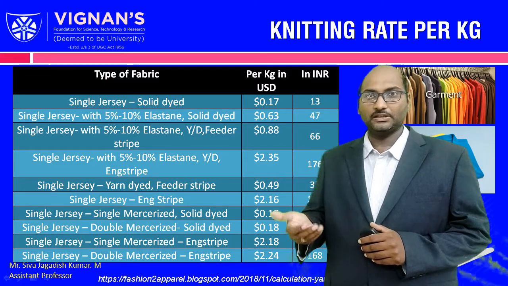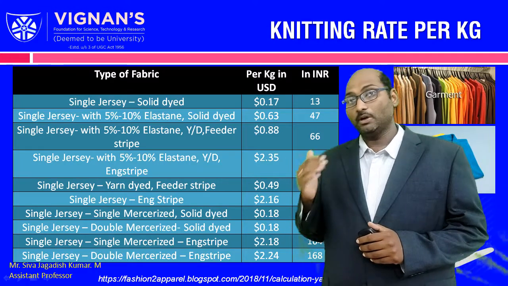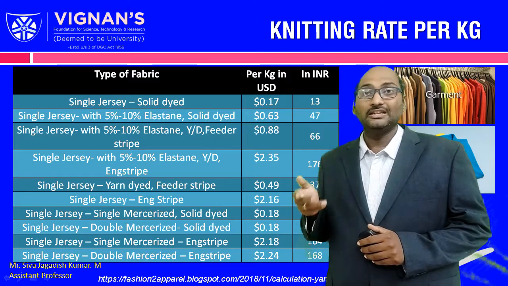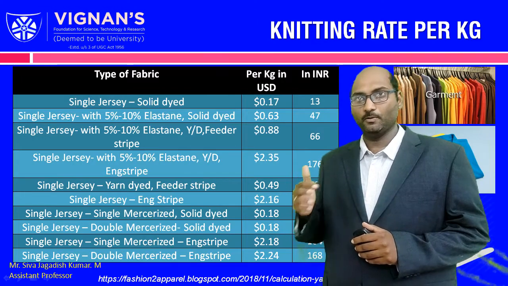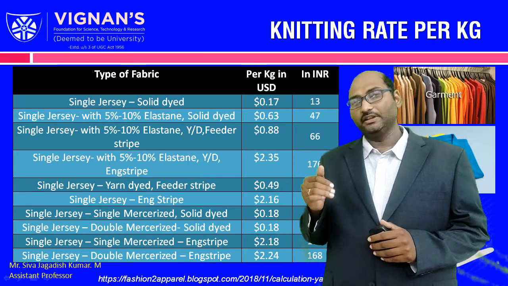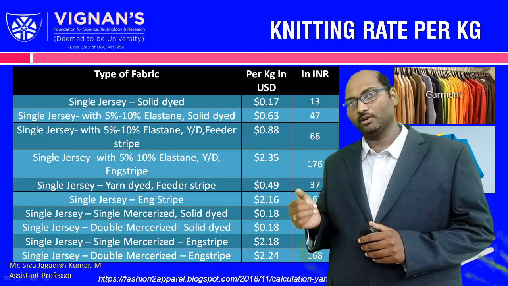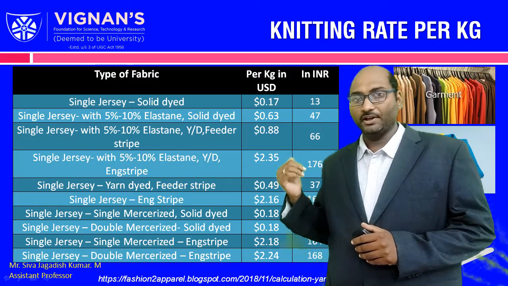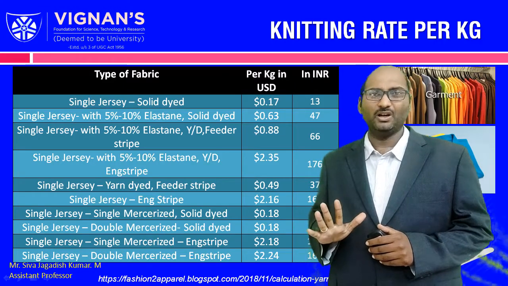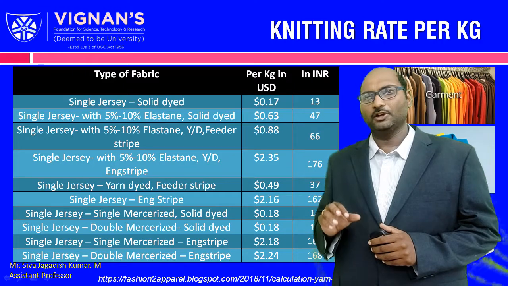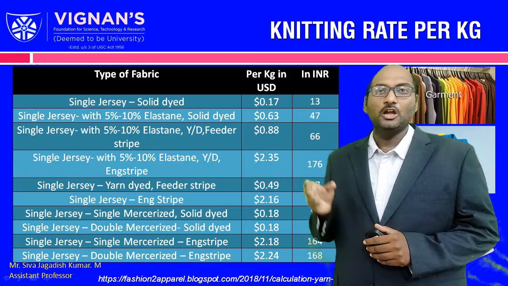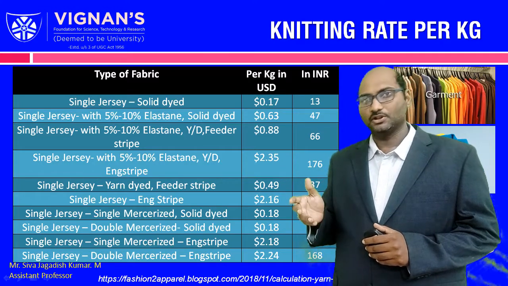If you want elastane, obviously the cost will be there. But if there is no elastane, single jersey, yarn dyed and feeder striper, it is only 37 rupees per kg. I hope you understood how the pattern is. If it is a solid, single mercerized and solid dyed yarn, then 14 rupees per kg. But in case of engineered stripe, the cost of knitting is much higher. Why? Because very few people use those machines, they will sometimes be idle, and we need to recover the depreciation of the machines, and the cost of purchasing these machines is also higher.